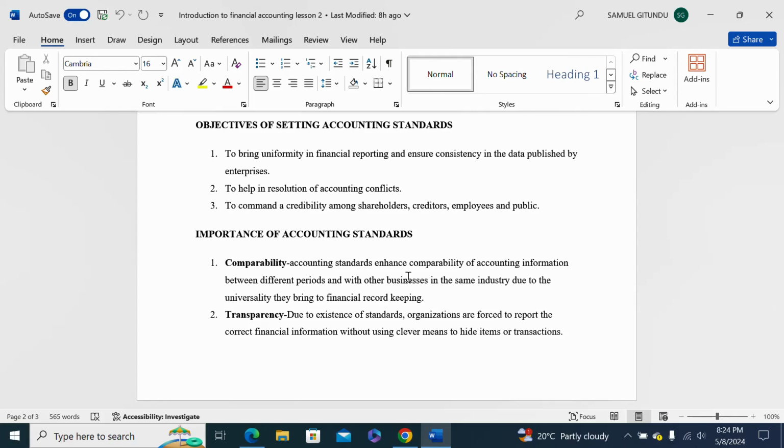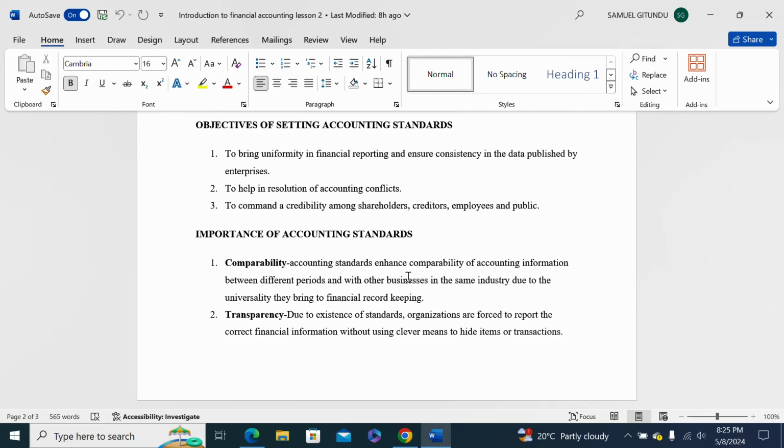So simply, you can compare the financial statements of one period with another period, because all of them were prepared guided by the accounting standards. And number two, you can compare the financial statements of one firm with another firm in the same industry, because you expect that both firms in the same industry will follow the same set of accounting standards.